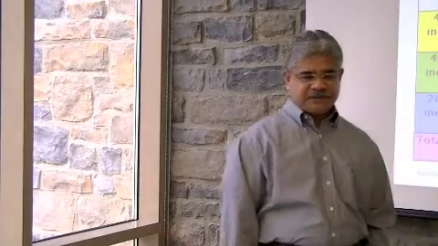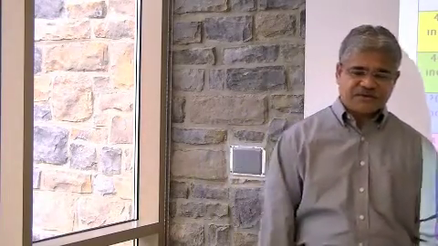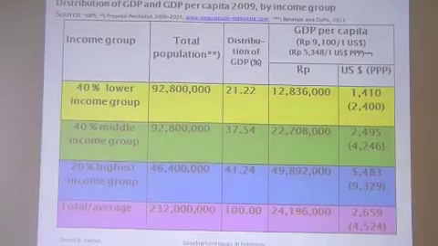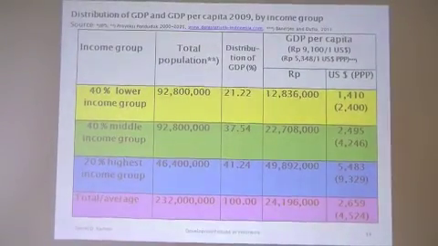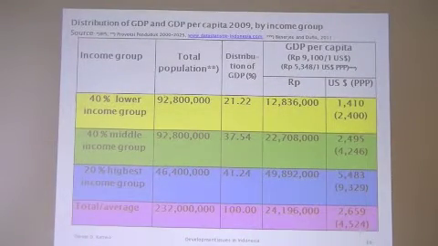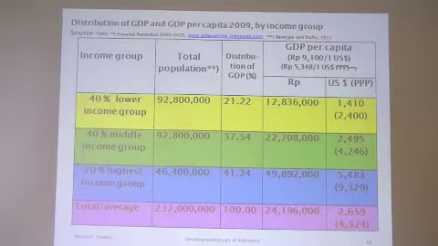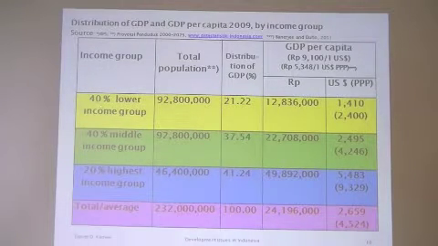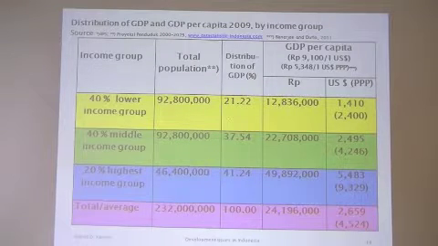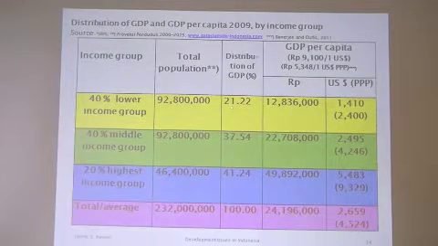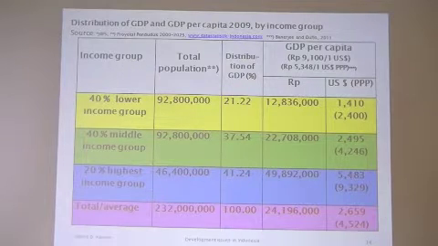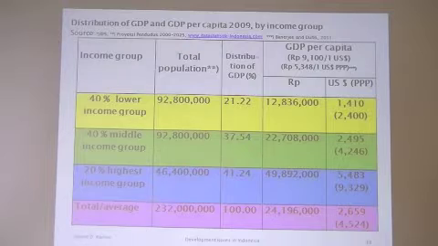statistics. First, just look at the distribution of gross domestic product among the people in the country. In 2009, we have income distribution according to the Central Bureau of Statistics. The lower 40% of income group received about 21% of the GDP. The next 40% received about 37.5%, and the richest, the highest income group, received more than 41% of the total GDP.